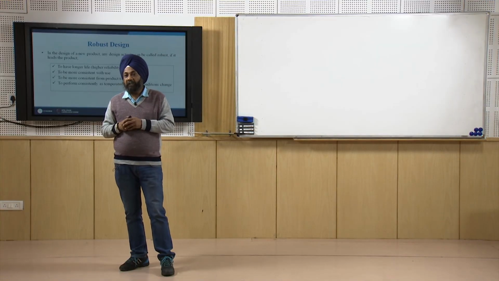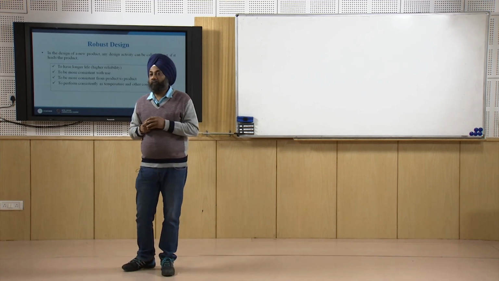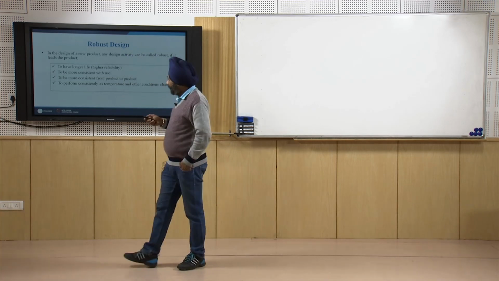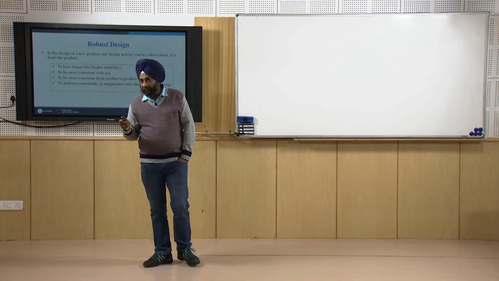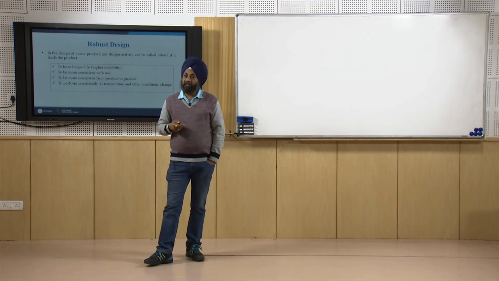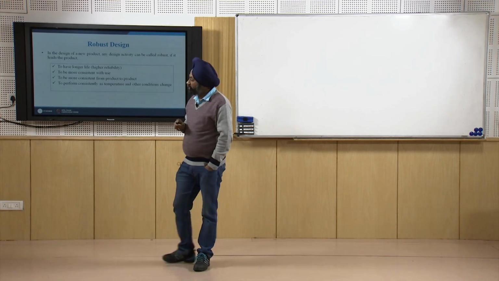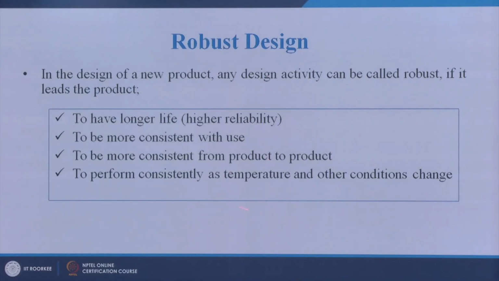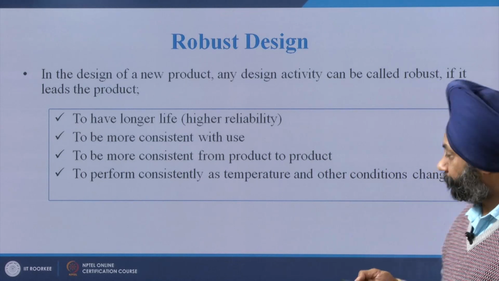For example, a company is manufacturing shoes, so each product coming out from the company should be consistent in quality and performance. To perform consistently as temperature and other conditions change. That example we have already taken of a car: if it is able to start at minus 20 degrees centigrade, we can say yes, it is a robust design. So it is not getting influenced by the changes in the temperature. So it should perform consistently under varying conditions. We have to incorporate in our product all these characteristics so that the product performs robustly.